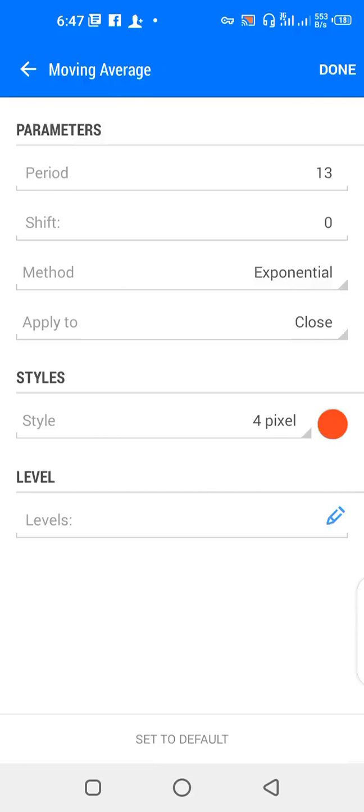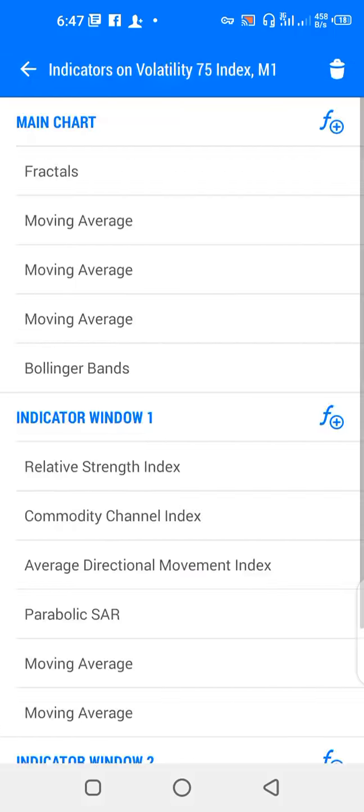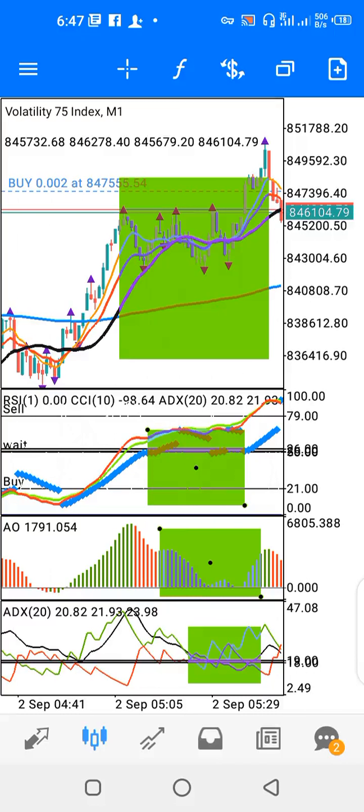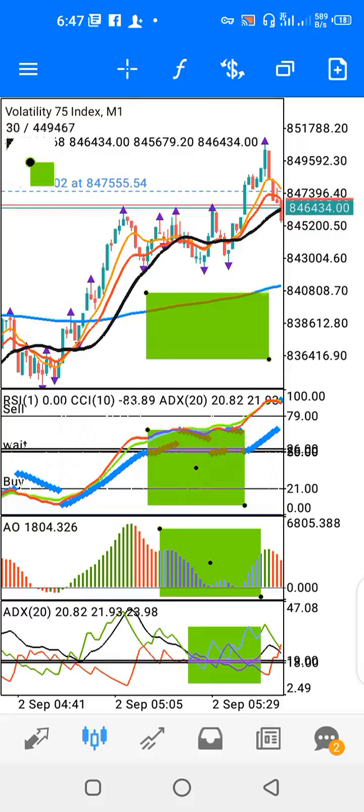Then another one, 13 period, shift is 0, method is exponential, apply to close, color is red. And we have a Bollinger Bands, 20 period, deviation is 0.02, shift is 0, apply to close, color is black. Now if we go to the chart, how does this strategy work?